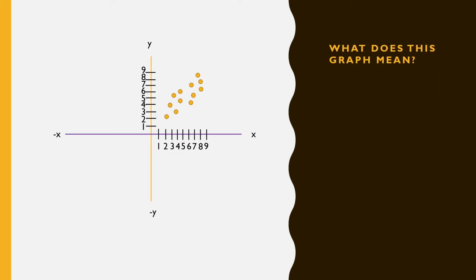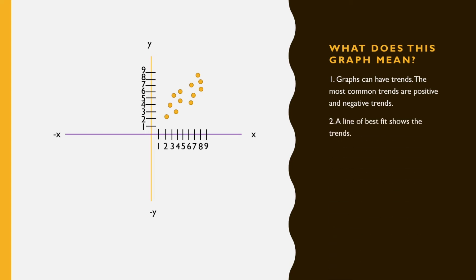So what does this graph mean? Well, first, graphs have trends. The most common trends for a graph are positive and negative trends. A line of best fit shows these trends, and to see what the line of best fit means, you have to see the slope. So the slope shows the direction of the plotted points.